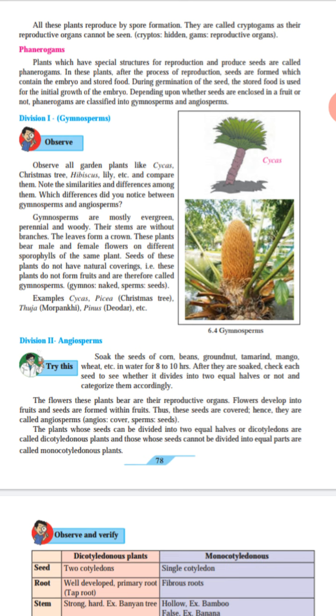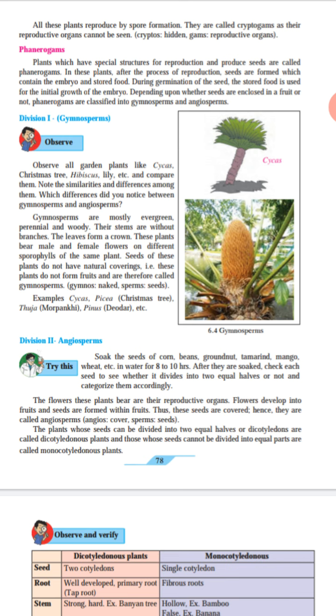Check each seed to see whether it divides into two equal halves or not, and categorize them accordingly.